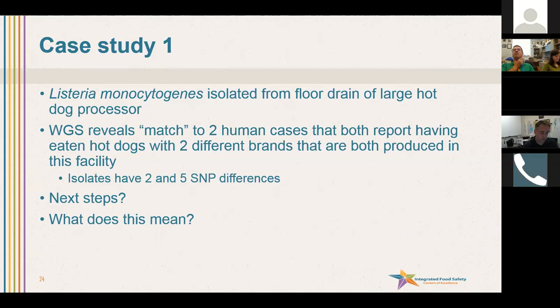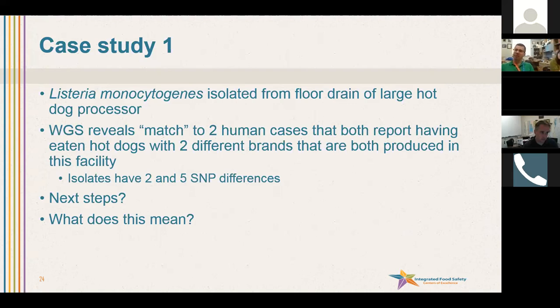Certainly review past inspections, have them review cleaning and sanitation processes, and also see if that floor drain is the same as it was before, figuring out if there could be ongoing contamination there, and also looking for other points of potential hard-to-clean surfaces.